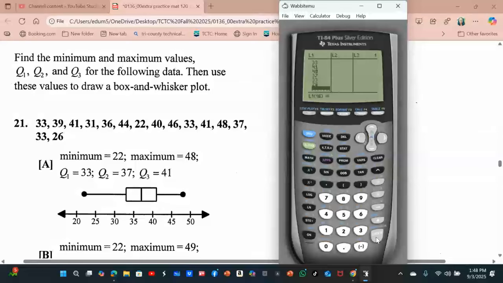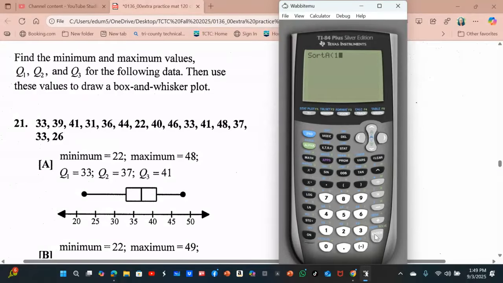Okay. Now I have this data here. I'm told to find the minimum number and maximum number. Because I'm asked to find the minimum and maximum number, I have to sort the data in ascending order. So I'm going to go to start and sort ascending, so I can arrange them in ascending order. Data is in L1. I am going to hit enter.